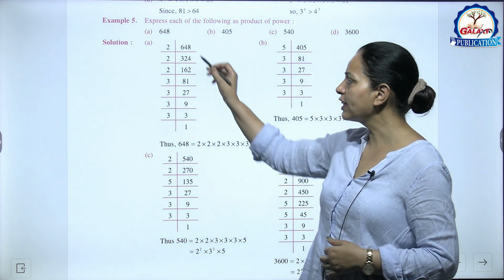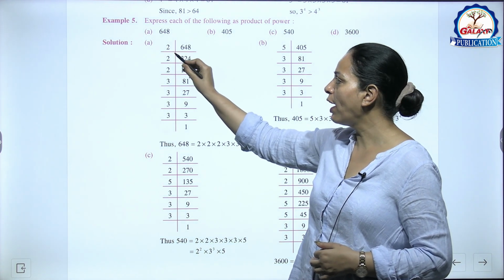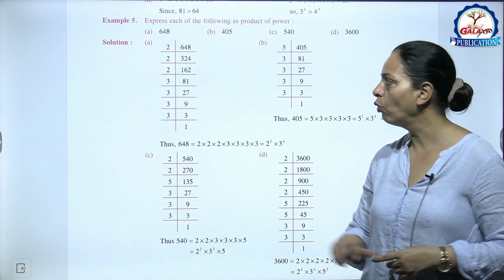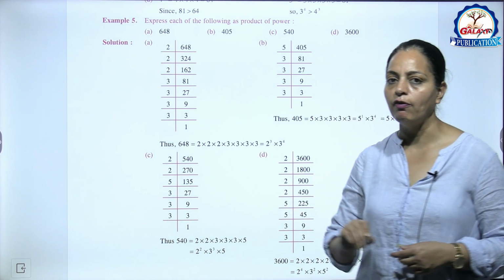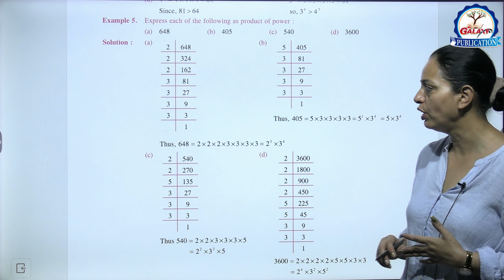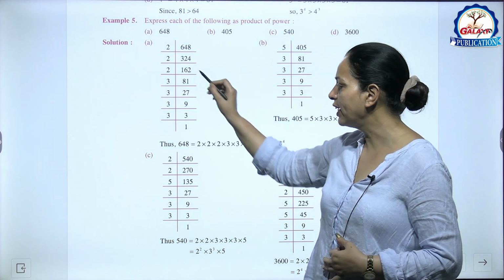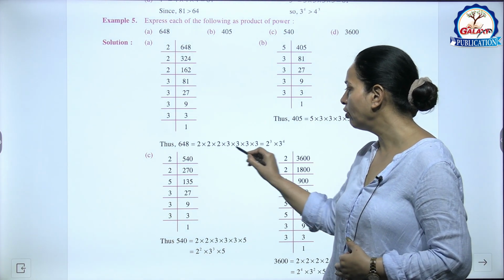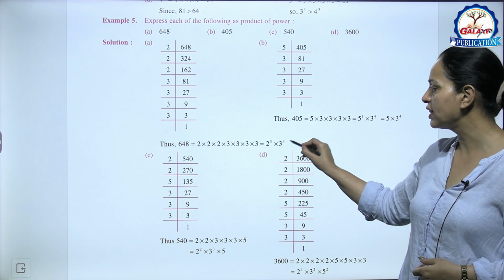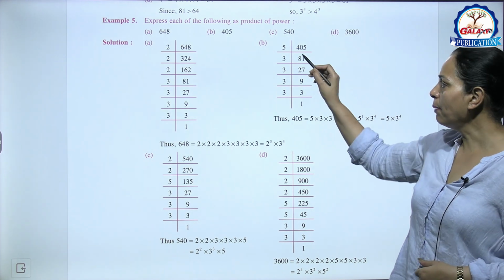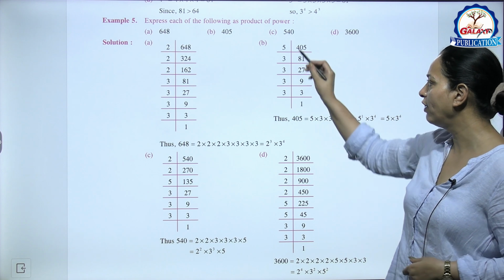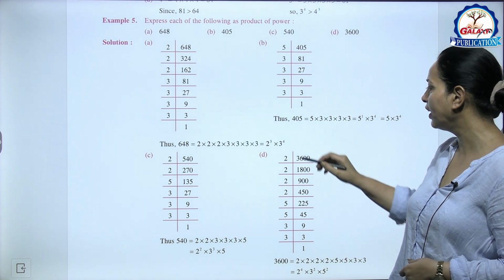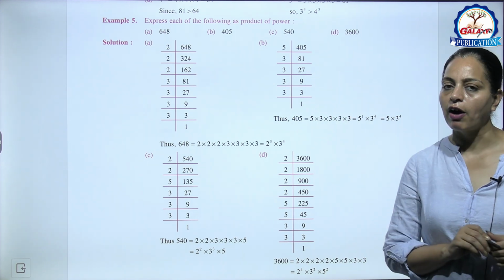Like A part, 648. It is divisible by 2, 324, again by 2, 162, again by 2, 81. Now it is divisible by 3. So we will divide by 3, we are getting 2, 3 times and 3, 4 times. So this is the answer. B part, 405. This is divisible by 5 and 3 also. Dividing by 5 gave 81, now we will divide by 3. So 5 into 3 raised to the power 4.